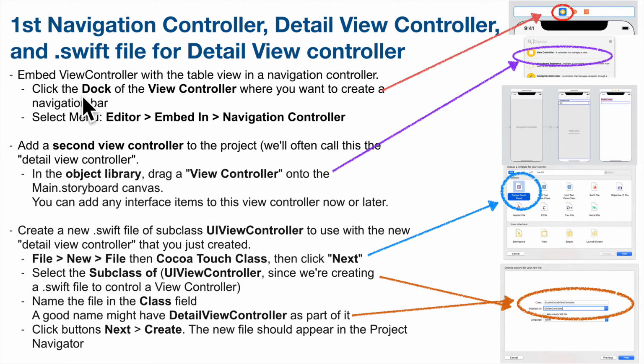So the first thing that we're going to do is embed the existing view controller, the one that's got our table view, in a navigation controller. This is going to give us the navigation bar up on top of this table view, and it'll also give us the back navigation once we set things up in our new view controller.